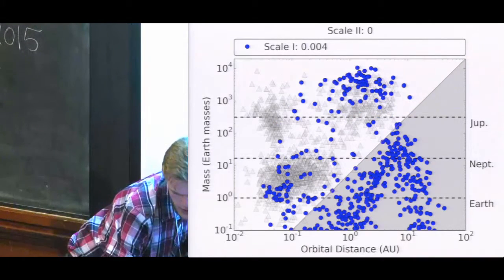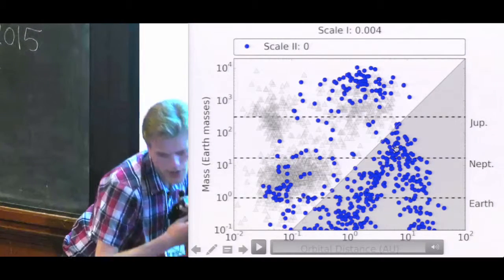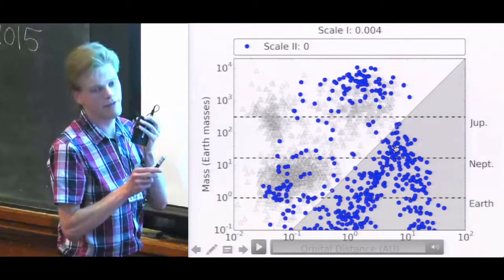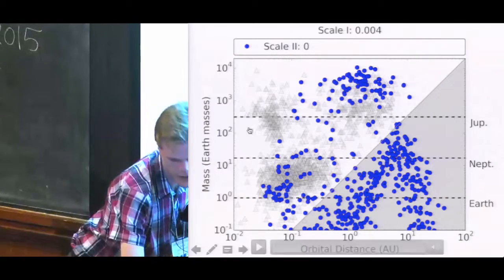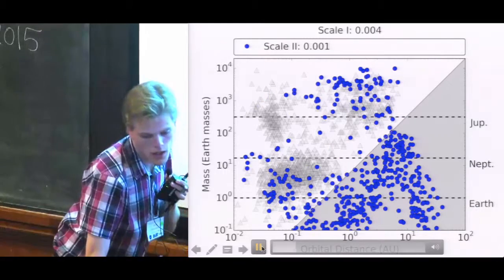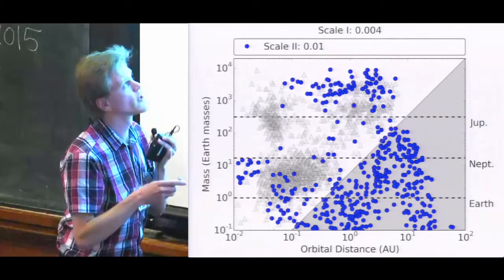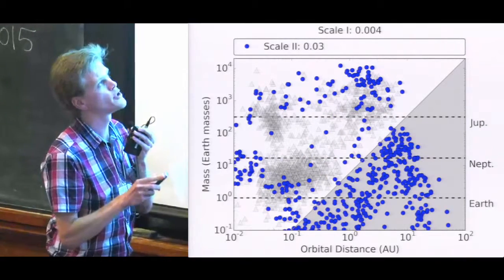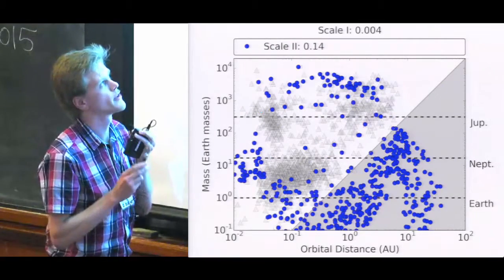Now we keep the type 1 migration rate fixed at the default value, and instead we vary migration rate 2. And again, we get something similar, and this time we are less able to reproduce this hot Jupiter population, while actually doing a fairly good job on the icy giants and super-Earth population.